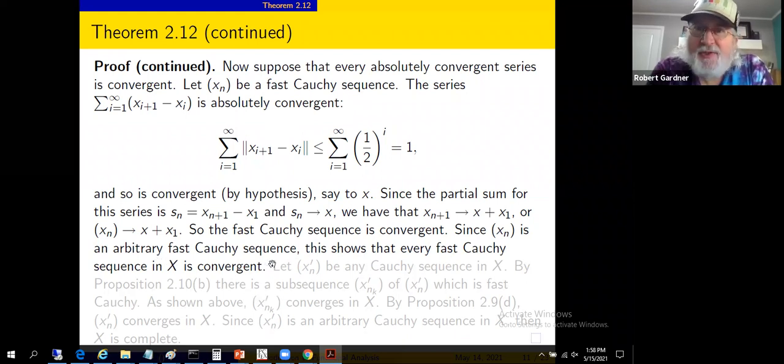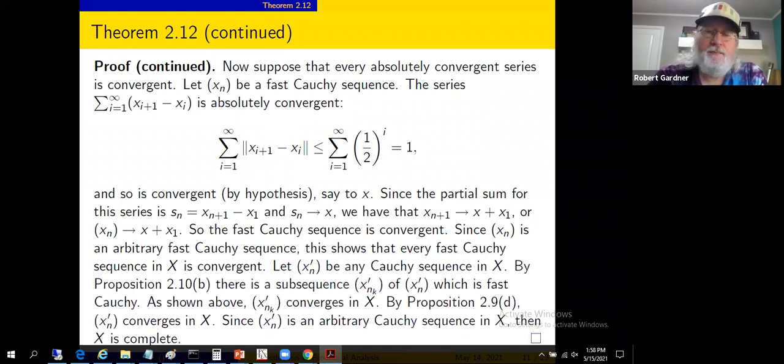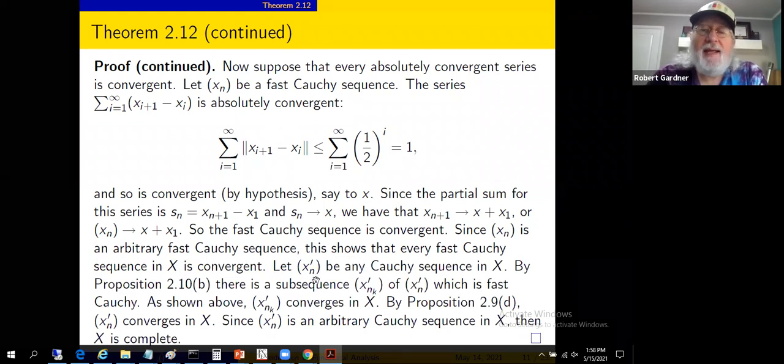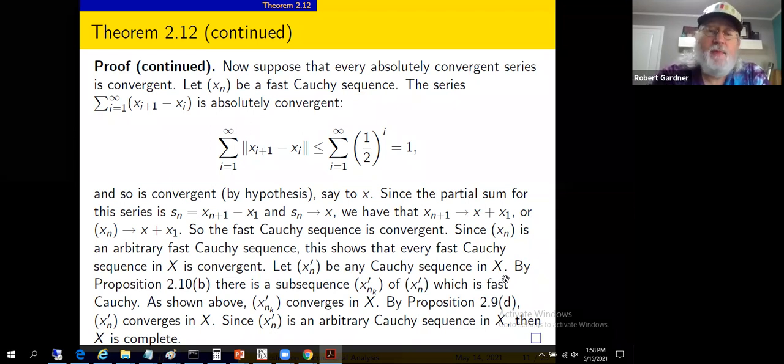But that isn't what we're trying to show. We're trying to show completeness. We want to show that Cauchy sequences converge, because that's what completeness is. We've shown that fast Cauchy sequences converge. Well, that's close enough. We were talking about this a while ago. So let x sub n prime be any Cauchy sequence in this space. We're going to show it converges.